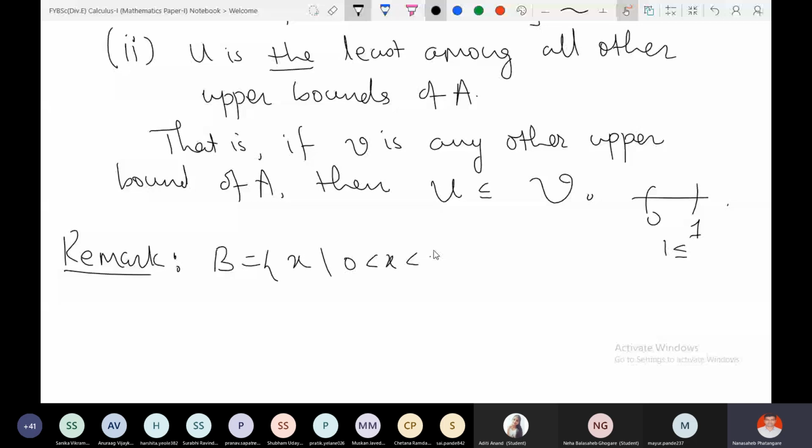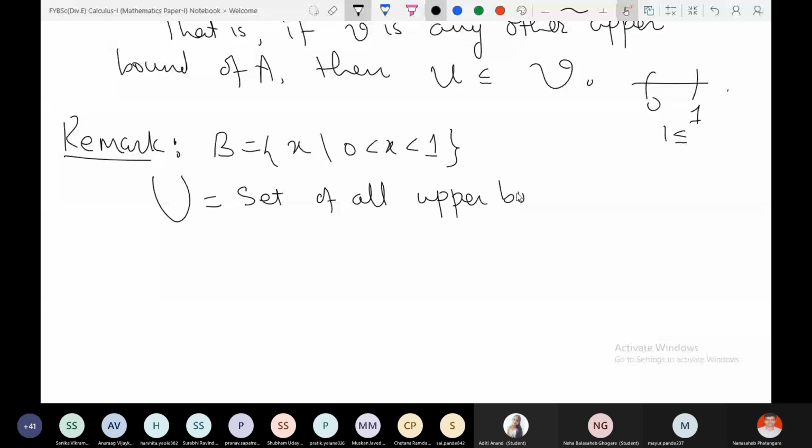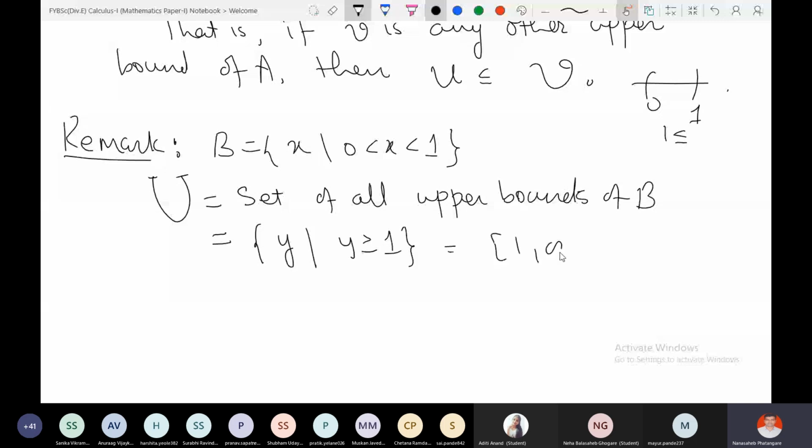Okay. Now I am going to construct a set U, which is equal to the set of all upper bounds of B. Can you tell me what is my set U? The set of all upper bounds of B. This is my set U. All those y's which are greater than or equal to 1. Anything greater than or equal to 1 is an upper bound. So what is my set? 1 to infinity.